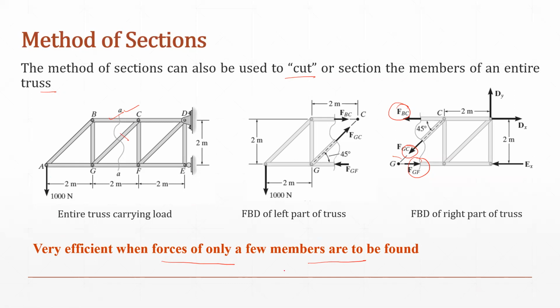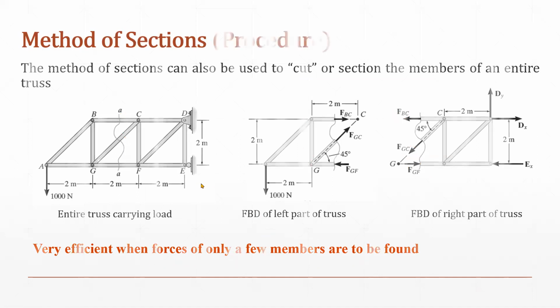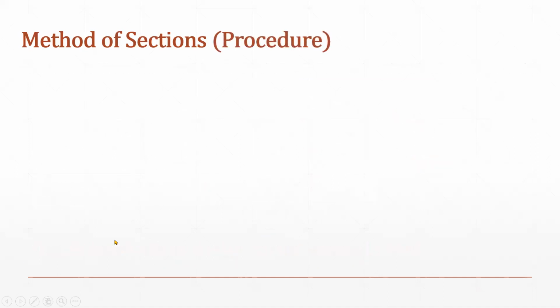So in that case also we can use method of section, but generally method of joint is used when we are required to find out force in all the members. But when we are asked to find out force in a particular member or some of the members, then we can use method of section. Now we will see what procedure we are going to follow in this method.